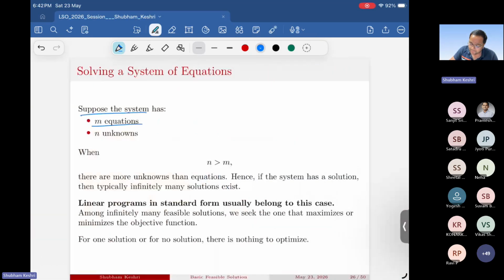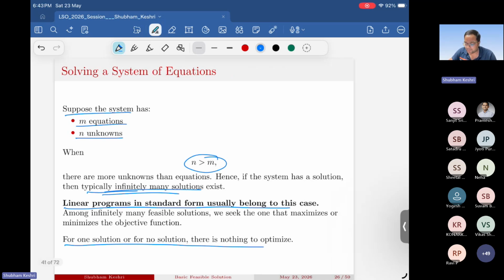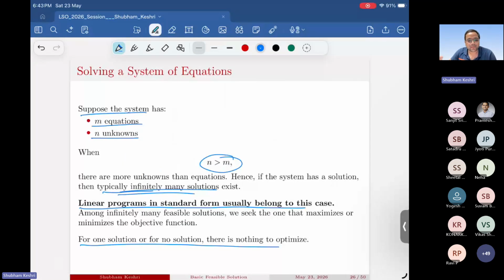Okay. Suppose you have m equations and n unknowns. When the number of unknowns is greater than the number of equations, typically, not every time, but typically these have an infinite number of solutions. And linear programming belongs to this case when you have an infinite number of solutions. Okay, so this is what I have said. When you have one solution or no solution, there is nothing to optimize. Is it clear? Now we'll move into some other theory. Is it clear?